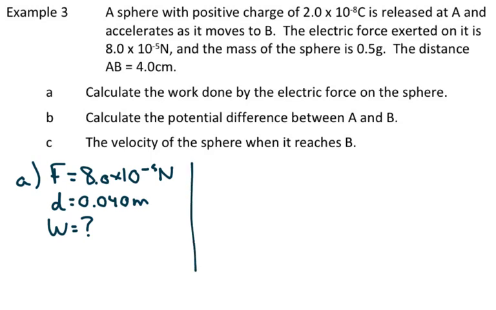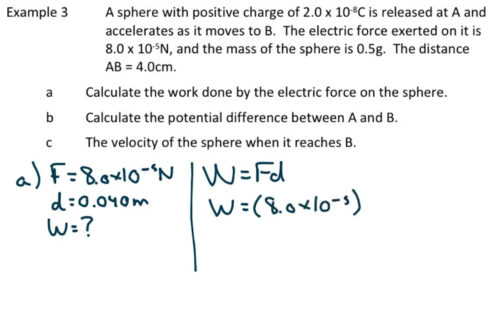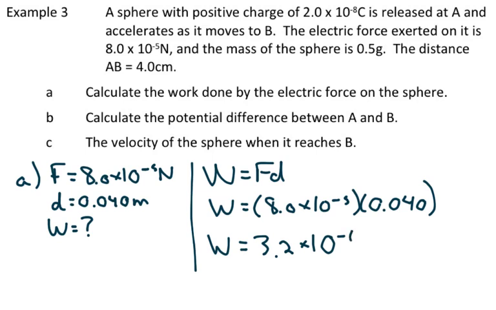Go over to the equation, W equals FD. Substitute in what we know. Plug that into the calculator, and we get a work of 3.2 times 10 to the minus 6 joules.